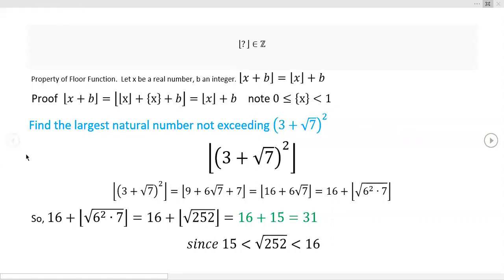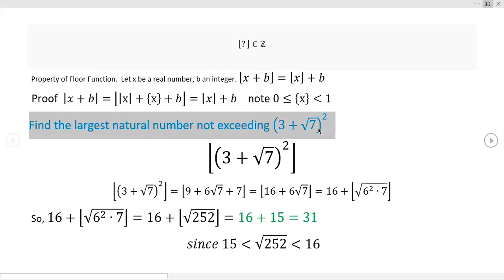We have a problem for you, kind of a wordy problem, and I'll just go right down to the statement of the problem. It says find the largest natural number not exceeding this expression here, this binomial. And so this is the binomial (3 plus root 7) quantity squared.